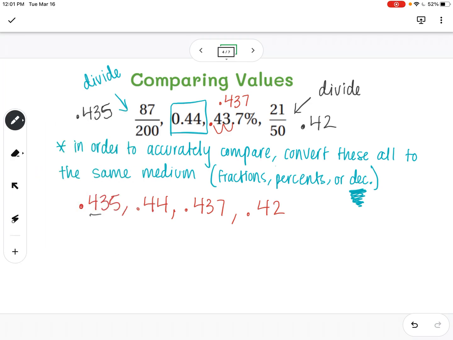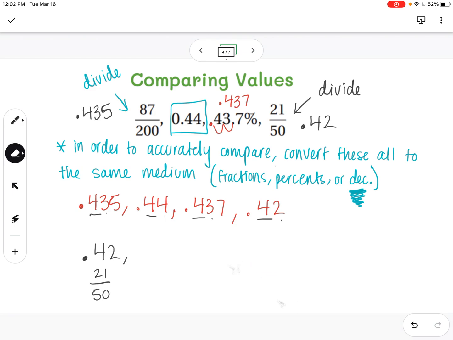All right, so to start, all of these first values are 4s, so we have to move to the next one. 3, 4, 3, 2. All right, so 2 is obviously the smallest out of those, so 0.42 goes first. And right underneath, I'm just going to write what it was before, which was 21 over 50.